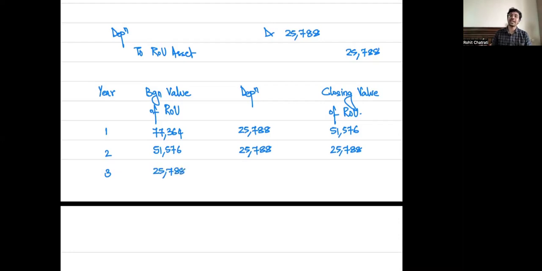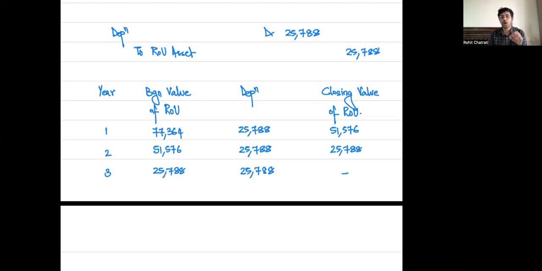Now again, the end of year 2 value will become the beginning year 3 value, which is equal to 25,788. In the third year also, we charge a depreciation of 25,788, and the closing value of the right of use asset at the end of third year will actually be equal to 0.